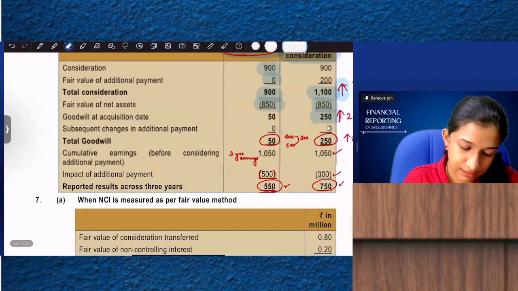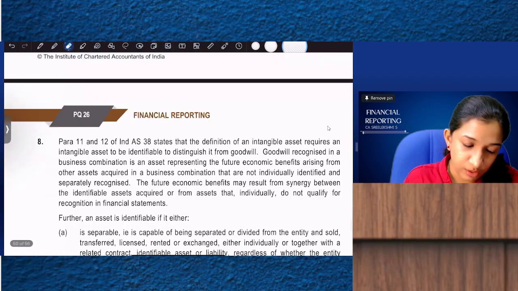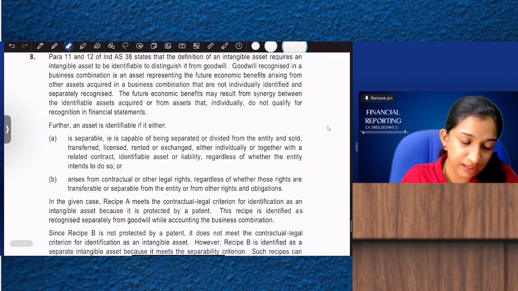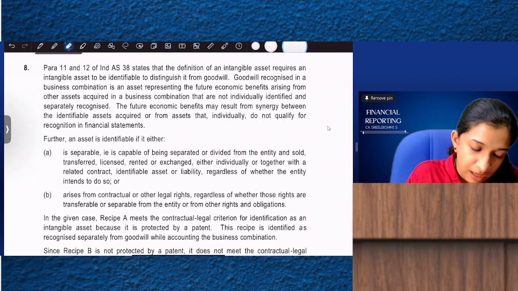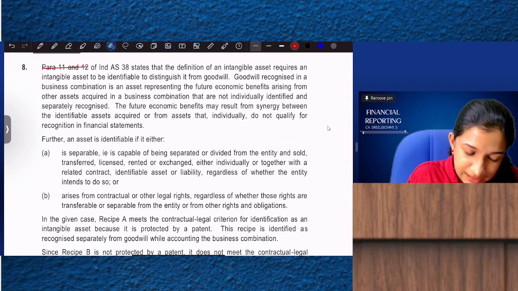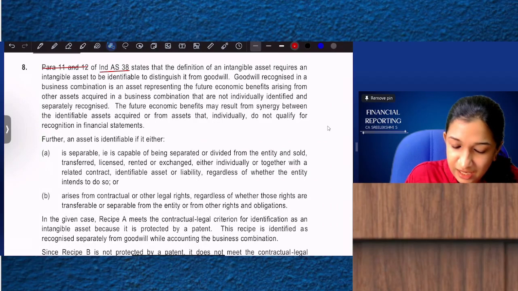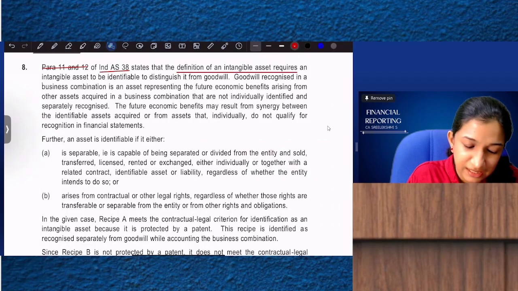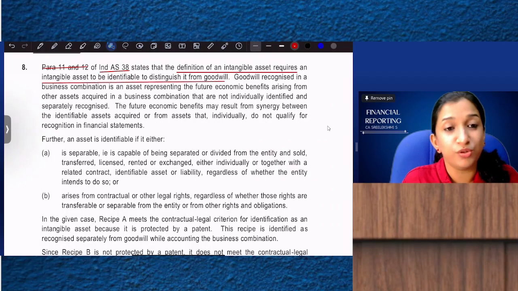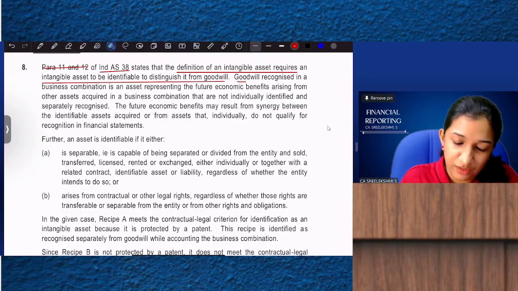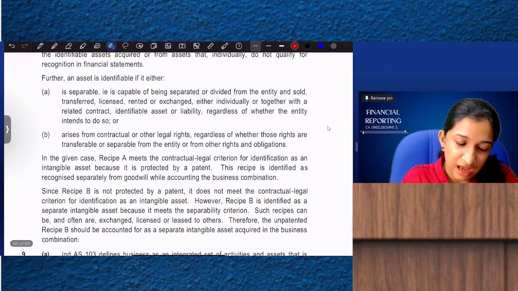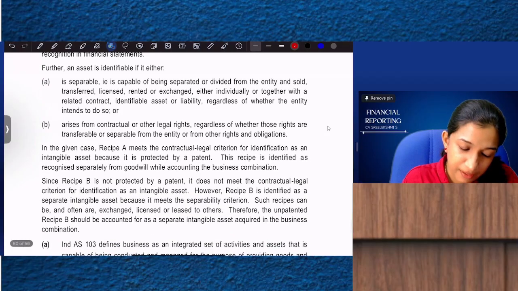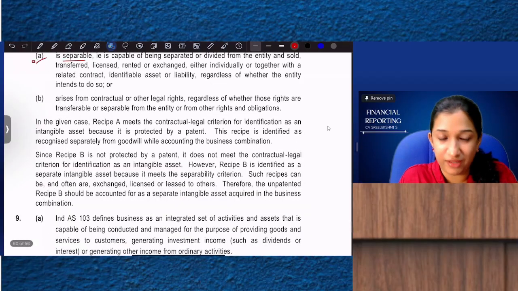6, 7, 8. So first they have written the definition from paras 11 and 12 of IND AS 38. IND AS 38 states that the definition of intangible asset requires an intangible asset to be identifiable, to distinguish it from goodwill recognized in business combinations. An asset is identifiable when it is separable. Asset definitions are given.